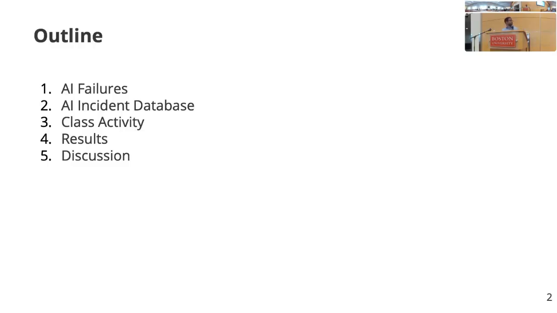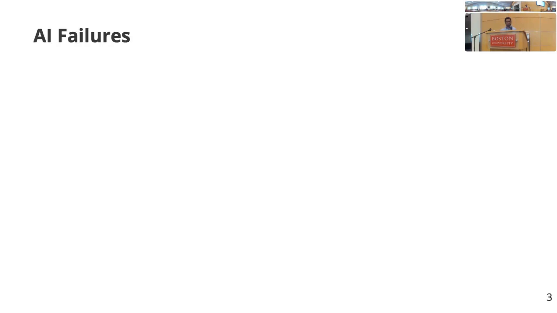So here's the outline of this talk. First, I'm going to motivate the rationale for our class exercise with examples of some recent AI failures. Next, I'll provide an overview of the AI incident database that we utilize for our module and introduce our primary research question that pertains to our classroom experiments. Then I'll describe the structure of the class activity, as well as the results analysis. And then lastly, I'll conclude with a discussion of limitations of our work, implications for the database, and recommendations for future AI ethics education.